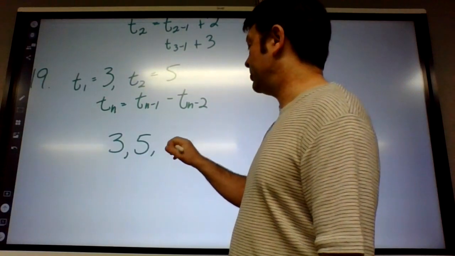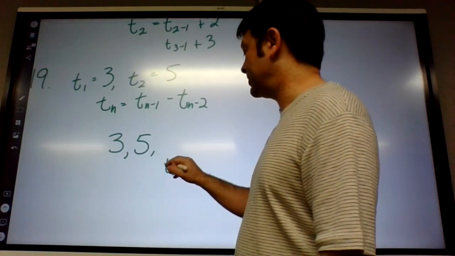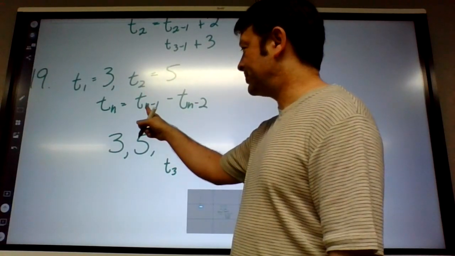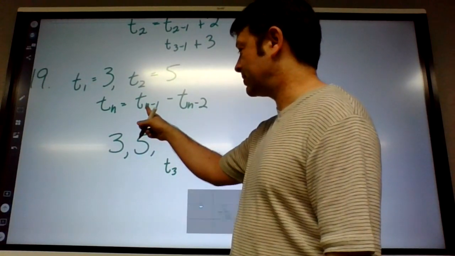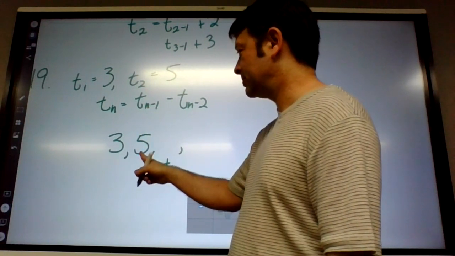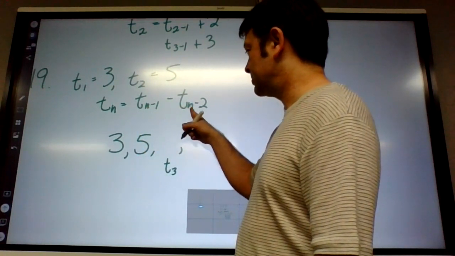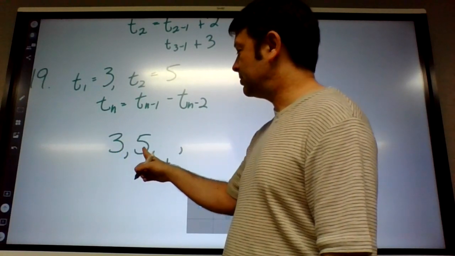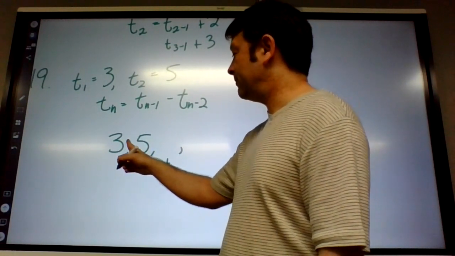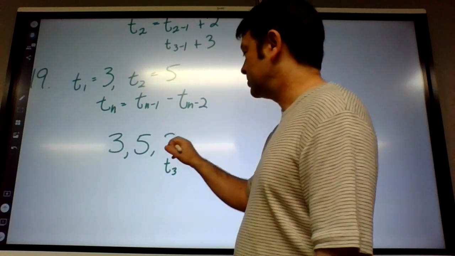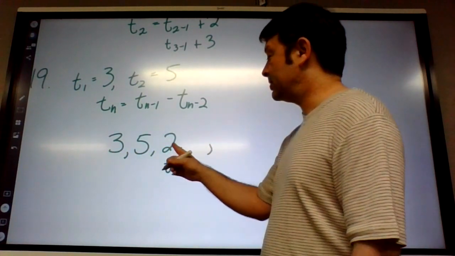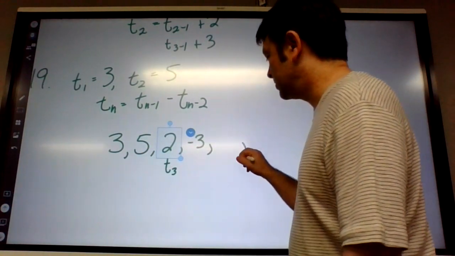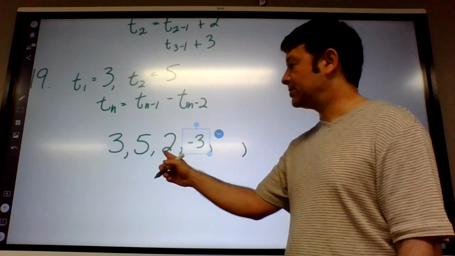Okay, so when I'm going for the third term, t sub 3, I'm going to do t sub 3 minus 1, which is the second, t sub 2, which is this one, minus t sub 3 minus 2, which is t sub 1, the first term. So it's this one minus that one. So 5 minus 3 is 2. And that pattern continues. 2 minus 5 is -3.